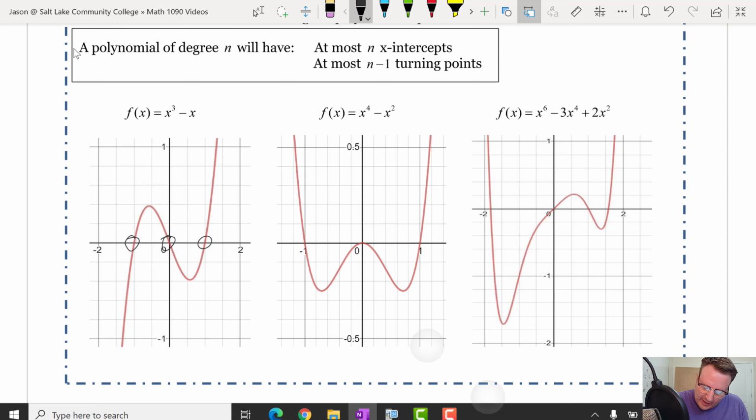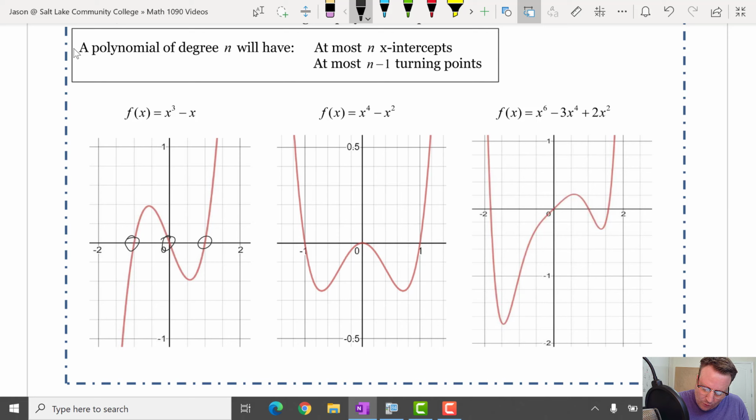Next, we have a polynomial of degree 4. So this could have up to 4 intercepts. But there's something special about this middle intercept. Notice that the graph of the function just touches the x-axis at that intercept.